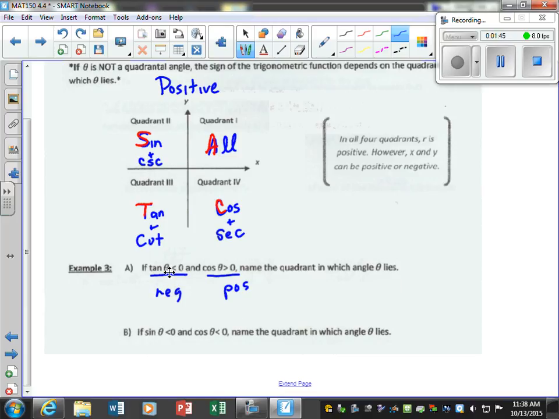Which one, first of all, which one is cosine positive in? Quadrant 4, right? Cosine's positive because these are the positive values. So cosine's positive here. Is tangent negative there? Yes. So we are in quadrant 4.